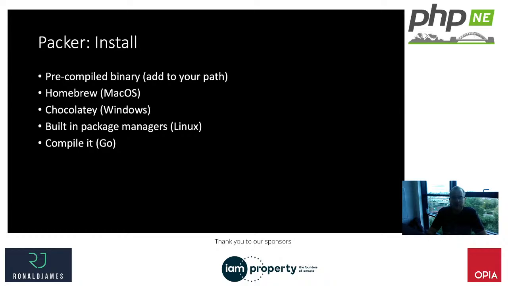Installing it is fairly straightforward. There's a pre-compiled binary that you just download and add to your path. So on my Mac, I just downloaded it, put it in an appropriate folder that was in my path, and I was good to go. It's also available on Homebrew or Chocolatey, package managers for Mac and Windows, and it's available through various Linux package managers as well. It's also compilable, it's all written in Go, so you can download the source code and compile it yourself. But in effect, it's one binary, you download it, and you use it.